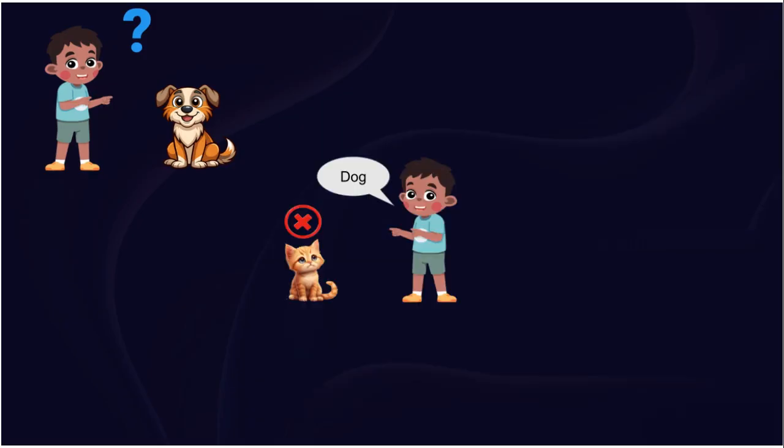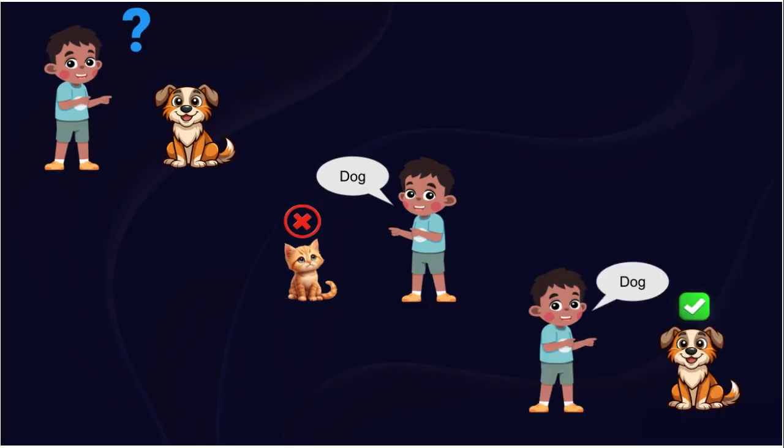Here's a relatable analogy. Imagine a toddler learning to recognize a dog. At first, they might call every animal a dog. Over time, as they see more examples, they get better at identifying what a dog looks like. Similarly, AI learns by being trained on lots of data.